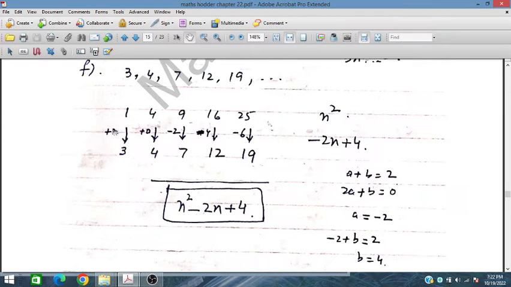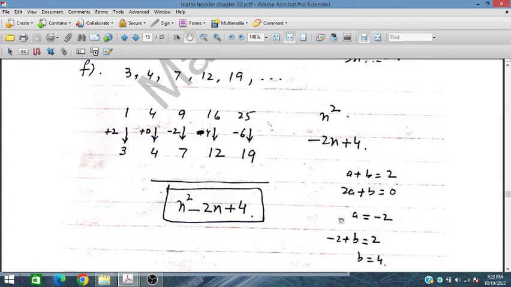This is a difficult one. So how do we see this? Here we have the difference that we have obtained by this method. For the first term, this is 2, so a plus b is equal to 2. For the second term, 2a plus b is equal to 0. We have solved these simultaneously. We get the value of a is equal to minus 2, and placing this minus 2 in this place gets the value of b is equal to 4. So b is equal to 4 and a is equal to minus 2.